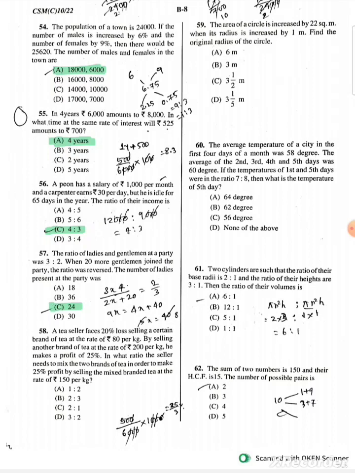A tea seller faces a 20% loss selling a certain brand of tea at the rate of rupees 80 per kg. By selling another brand of tea at the rate of rupees 200 per kg, he makes a profit of 25%. In what ratio does the seller need to mix the two brands of tea in order to make 25% profit by selling the mixed tea at the rate of rupees 150 per kg? Answer is C, 2:1.